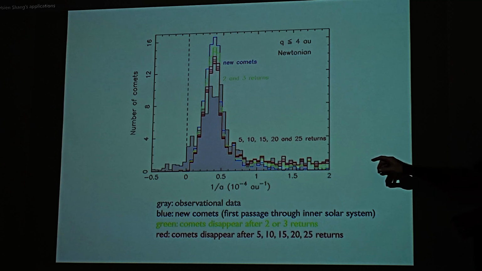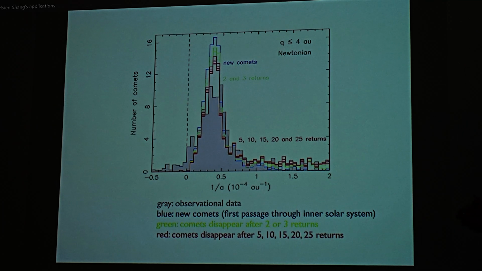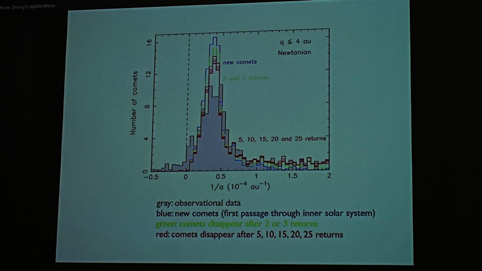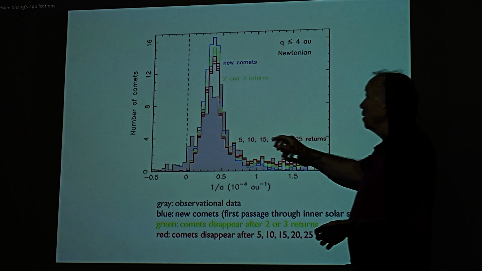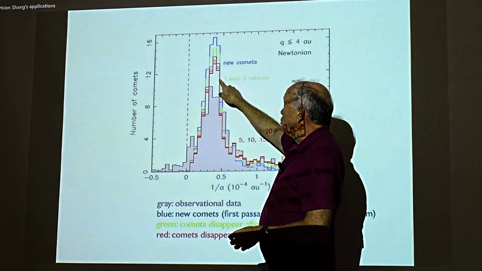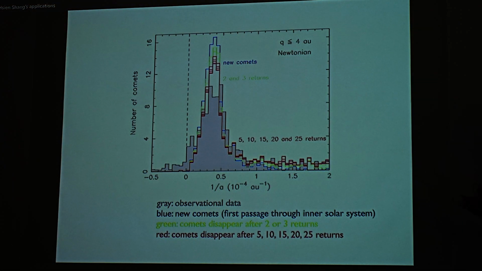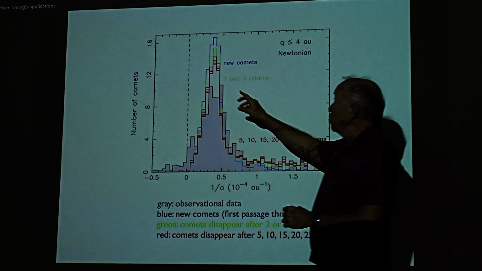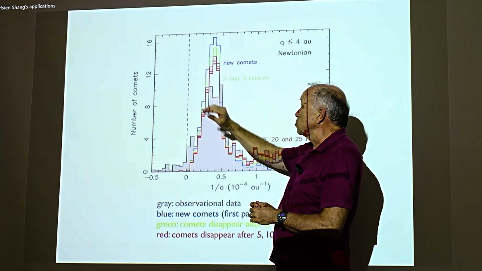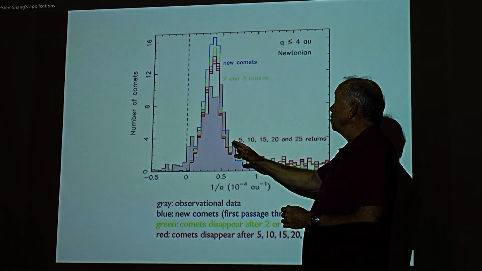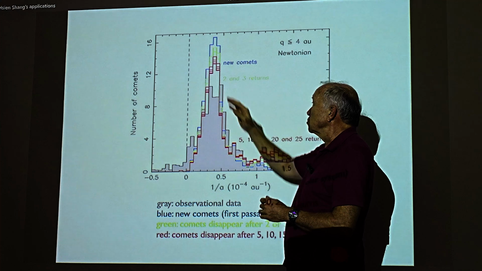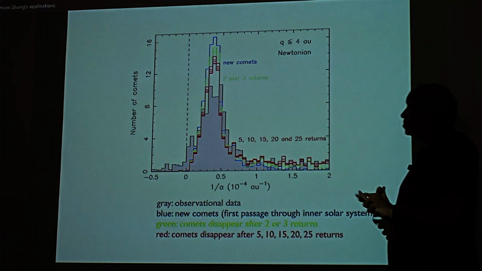The colored histograms show the distribution coming from simulation of the formation of the Oort cloud. The different colors correspond to following the comets for a given number of orbits, presumably before they disappear or fade away. The blue is comets on their first orbit near the planets. The green is comets after 2 and 3 returns, and so forth.